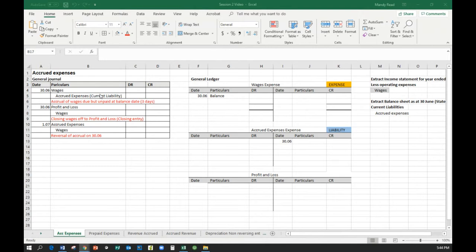So first of all, we're going to look at accrued expenses. Now, the true definition of accrued expenses, and I'm going to type it up here, is an expense that has been incurred but not yet paid. So it's something that has happened. We have incurred the expense, but we haven't yet paid for it. And a common example of this is wages.